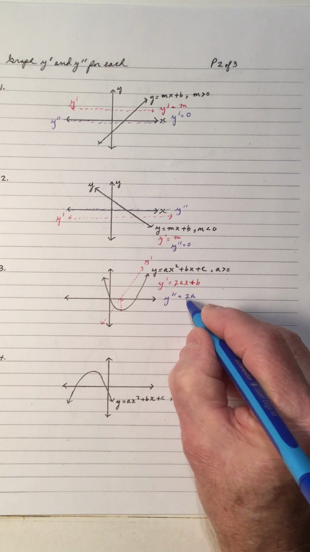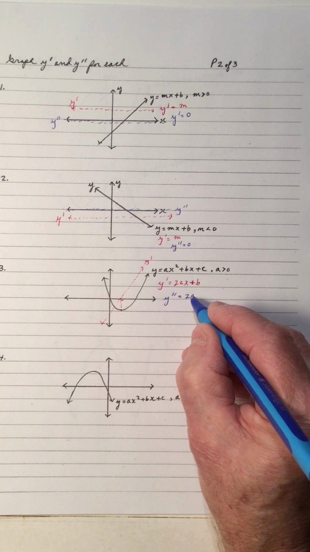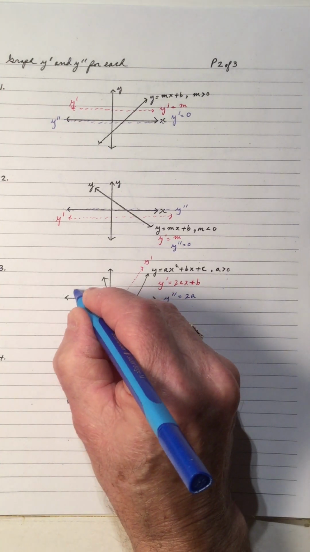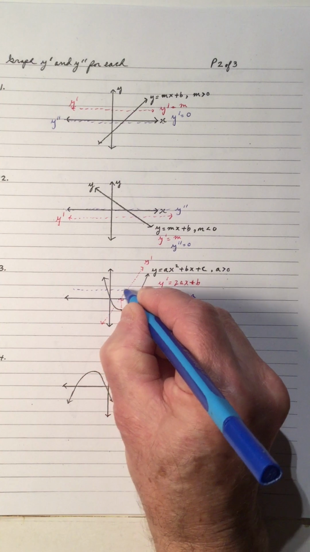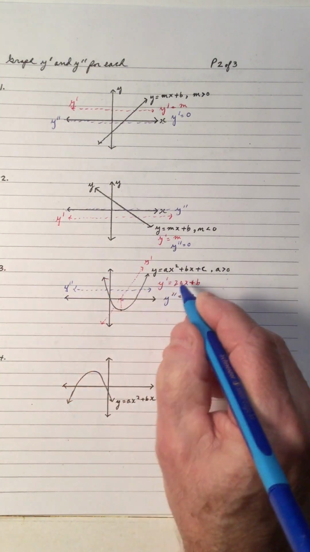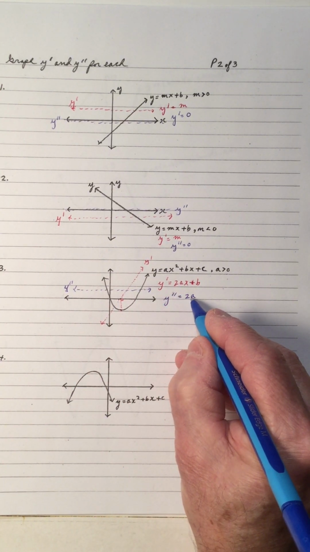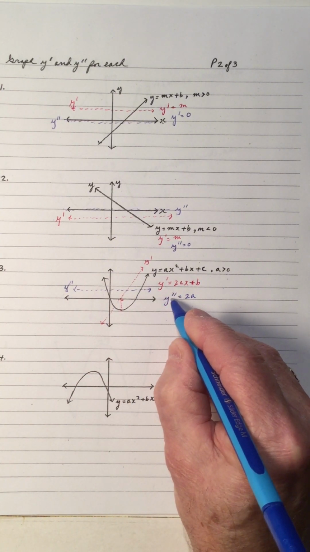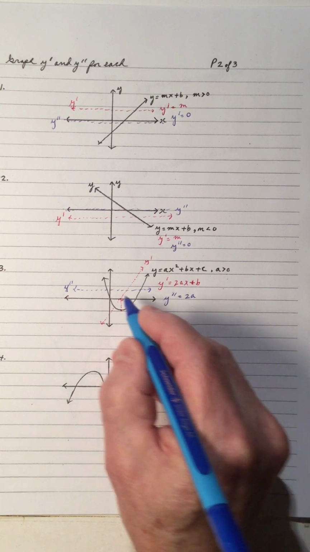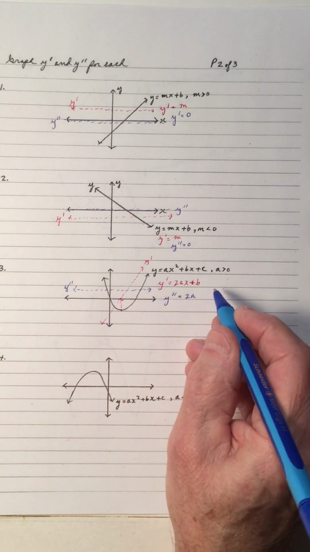And since a is greater than 0, 2a is positive, so y equals 2a is a horizontal line up here, and that's y double prime. This is 2a, so if a was 3, this would be y double prime equals 6. So there's y equals 6, a horizontal line up here, being positive.